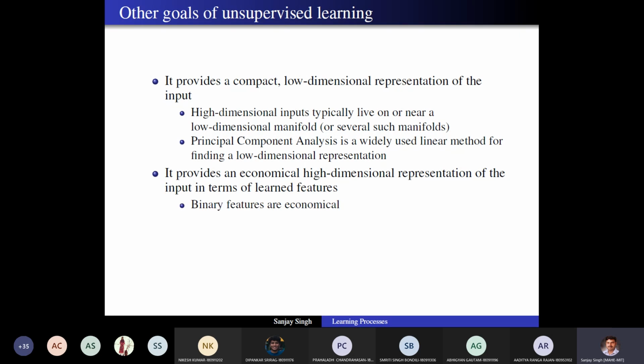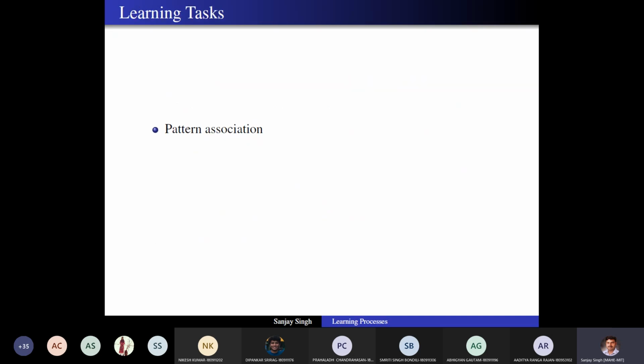Binary features are economical if you are able to represent them in zeros and ones. So are real valued features that are nearly all zero, if you are able to convert to some sort of sparse form. It also finds sensible clusters in the input. So clustering is there, where you want to know what set of clusters is available. These are a few more goals of unsupervised learning.